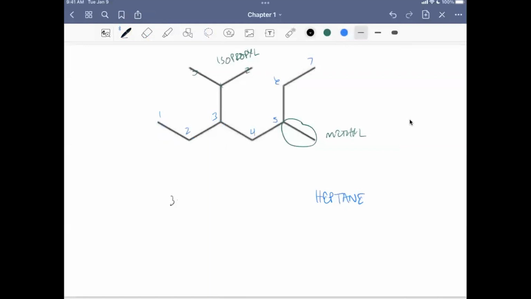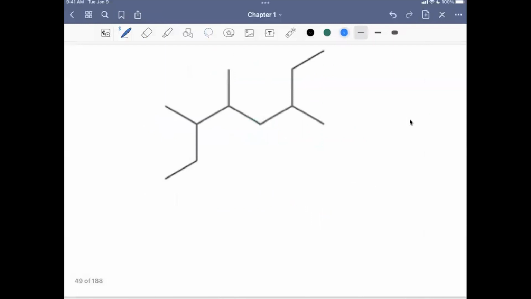So now we have 3 isopropyl, 5 methyl heptane. All right. And again, we're looking at our alphabetical letters here. I is before M, so we're good there. We have this compound. So let's again see what our parent chain is. We have 1, 2, 3, 4, 5, 6, 7, 8. So we have octane.